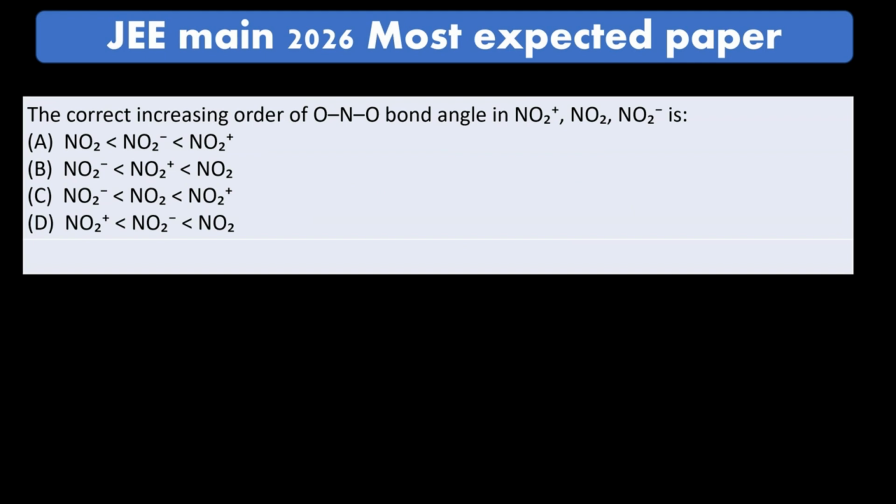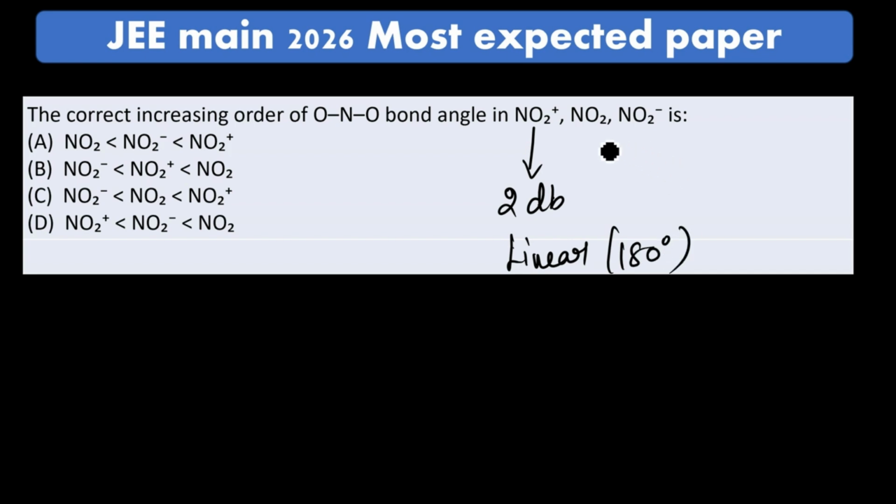Then, the correct increasing order of the O-N-O bond angle in these three: NO2 plus, NO2 and NO2 minus. The first one, NO2 plus, will have two double bonds, right? Two double bonds and no lone pair. What is the geometry of this? That is linear, right? The bond angle becomes 180.